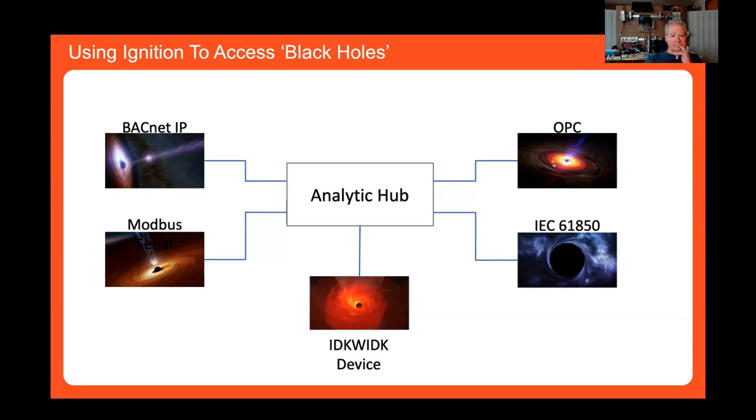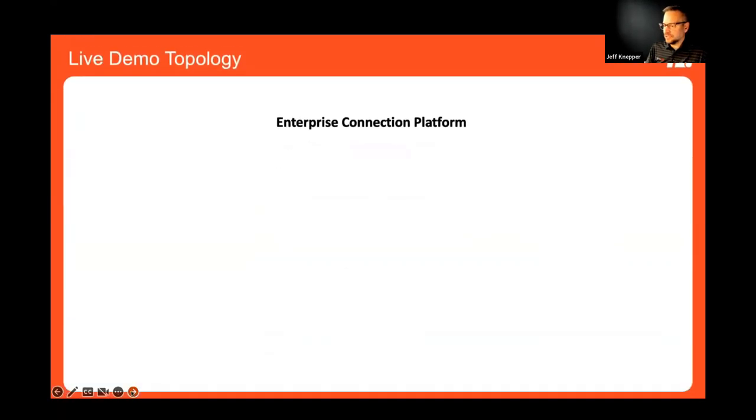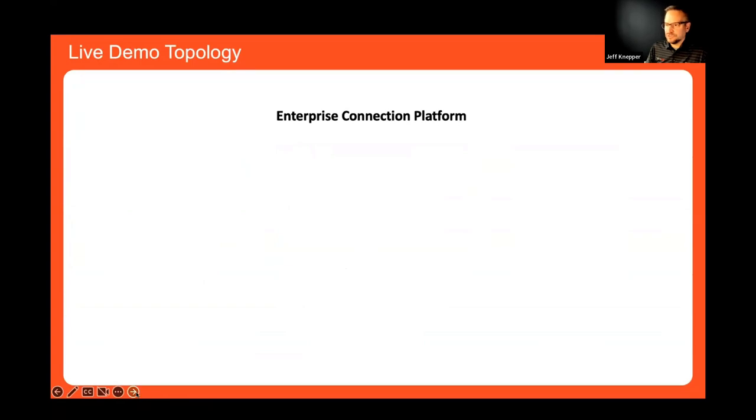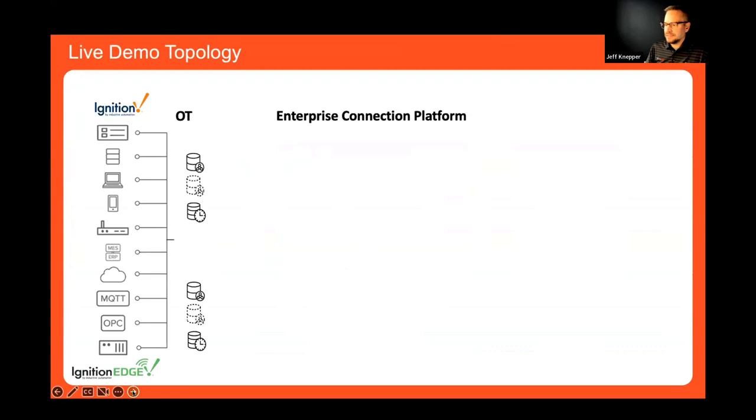Yeah. And so today we're going to look at filling that analytic hub spot with Ignition. How can we take something that we already know and are likely using or have exposure to or have support to be able to use, and take all of these OT things? Walk us through it, Travis or Arlen.